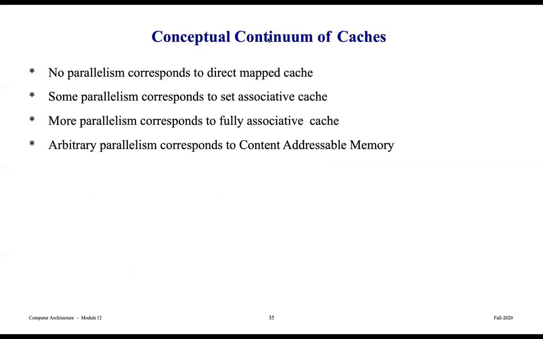What about the continuum of caches? No parallelism corresponds to direct map caches. Some parallelism corresponds to a set associative cache. More parallelism corresponds to a fully associative cache, and arbitrary parallelism corresponds to content addressable memory. We briefly talked about this before, and this gives you a continuum: no parallelism, some parallelism, more parallelism, and an arbitrarily large amount of parallelism.